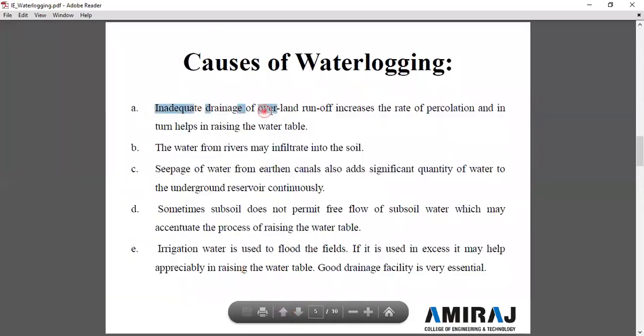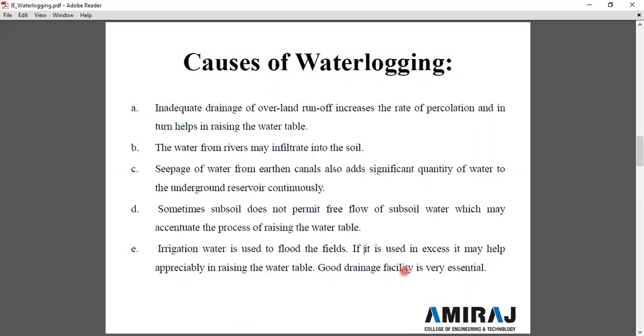Inadequate drainage of overland runoff increases the rate of percolation, and in turn helps in rising the water table. The water from the rivers may infiltrate into the soil. Seepage of water from an earthen canal also adds a significant quantity of water to the underground reservoir continuously. Sometimes the subsoil does not permit the free flow of the subsoil water, which may accelerate the process of rising of the water table. And the last, irrigation water is used to flood the fields. If it is used in excess, it may help appreciably in rising the water table. Good drainage facility is very essential.